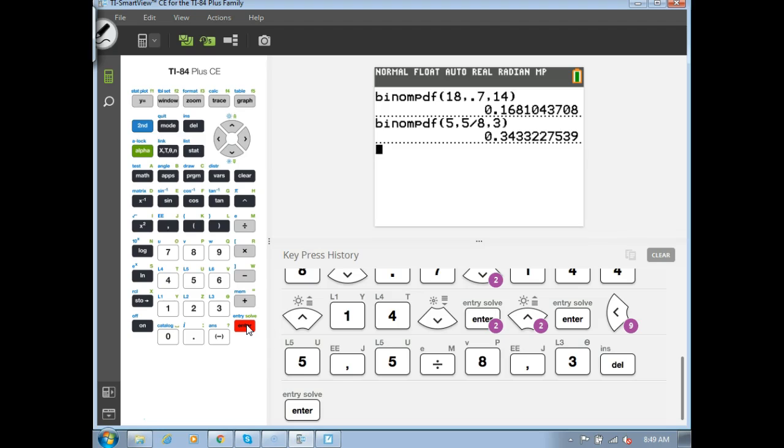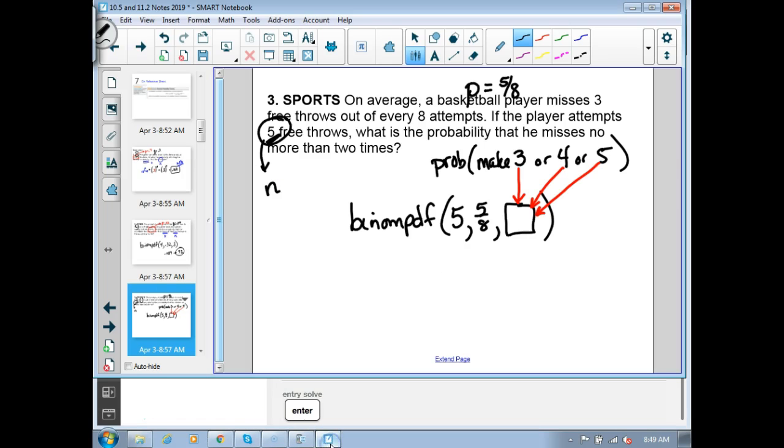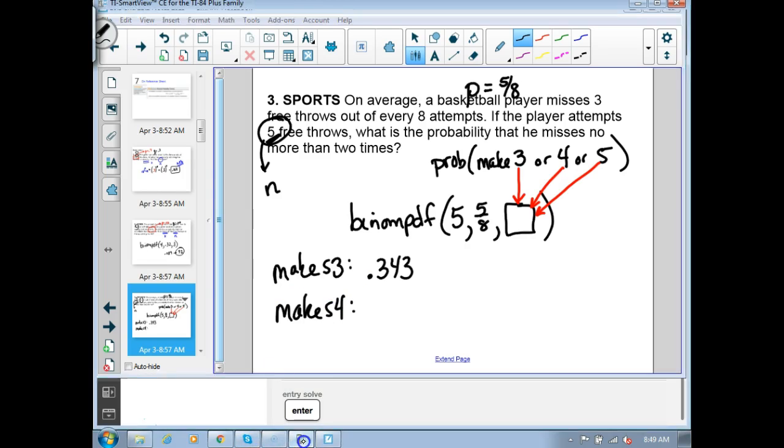So I'm going to jot this down on my paper. These are my notes, right? So he makes 3. That was a probability of, oh, I didn't write it down. Now I forgot what it was. 0.343, sounds good. All right, so then we're going to either bring it back up again or type it all again. What if he makes 4?